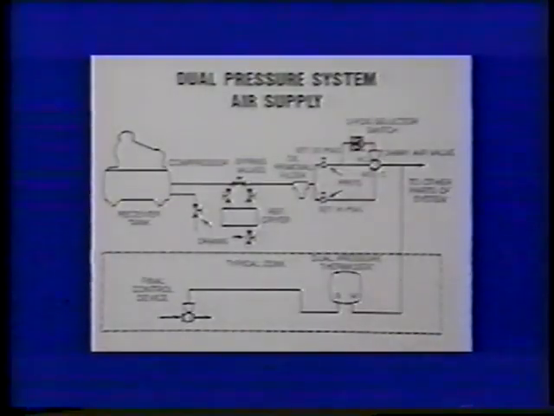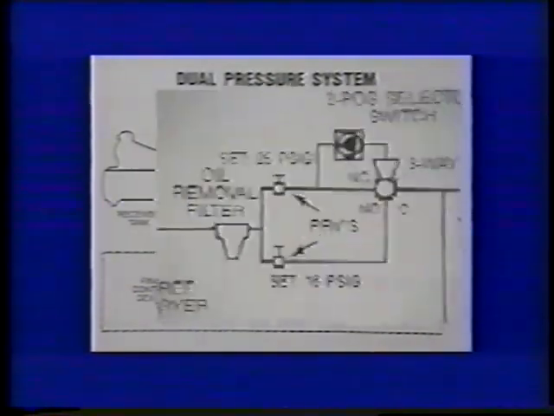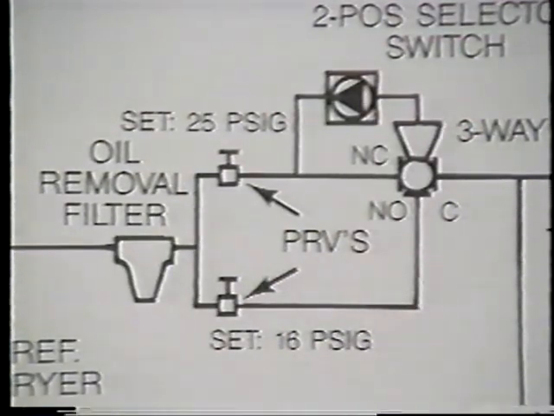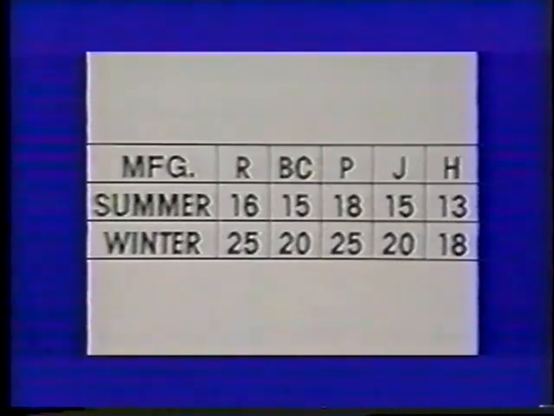A dual pressure system requires two different air pressures supplied to the thermostats, each used for a different mode of operation. It is necessary to use two pressure-reducing valves set for different operating pressures. Set one for 13 to 16 psig. Set the other between 18 and 25 psig. The specific pressure settings will depend on the control manufacturer's recommendations.